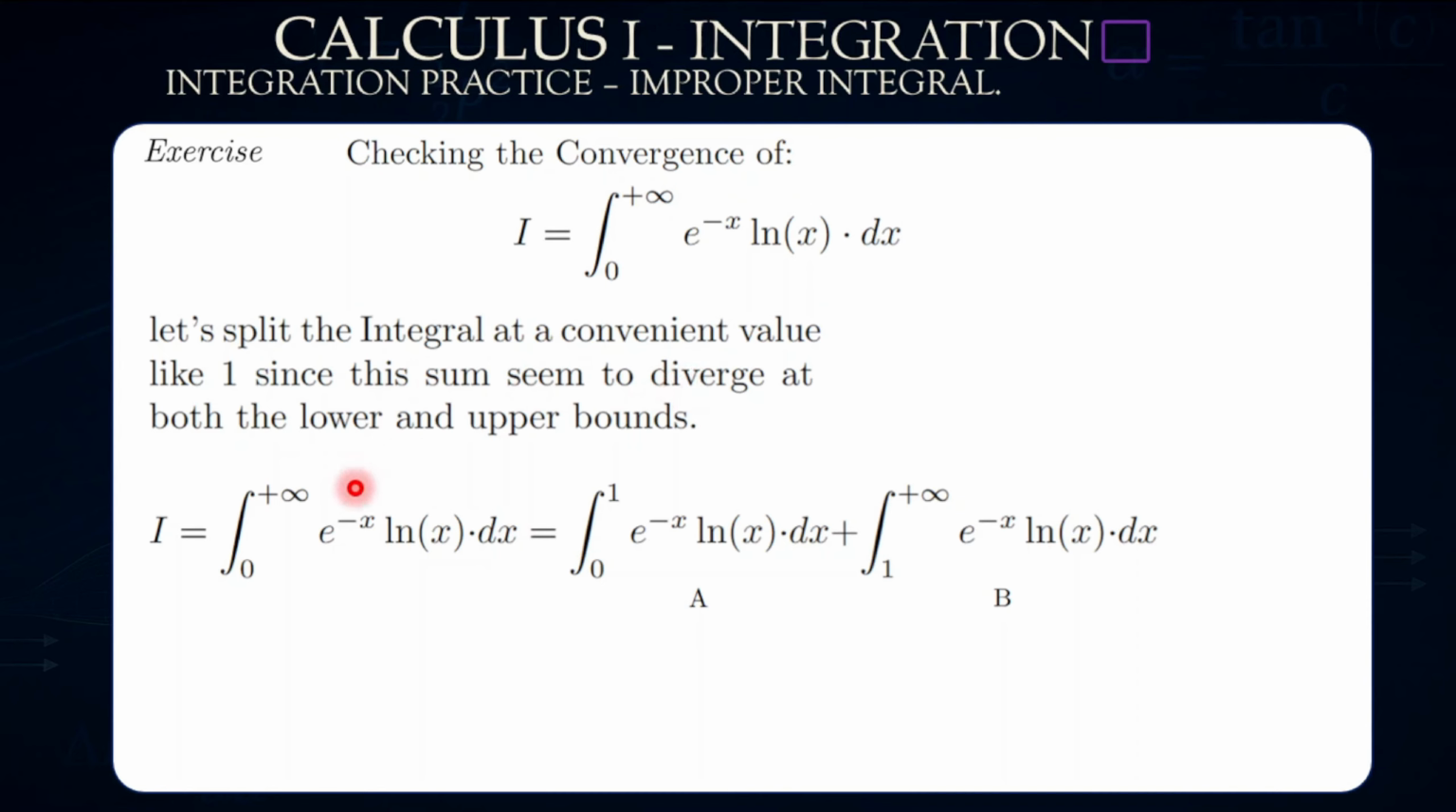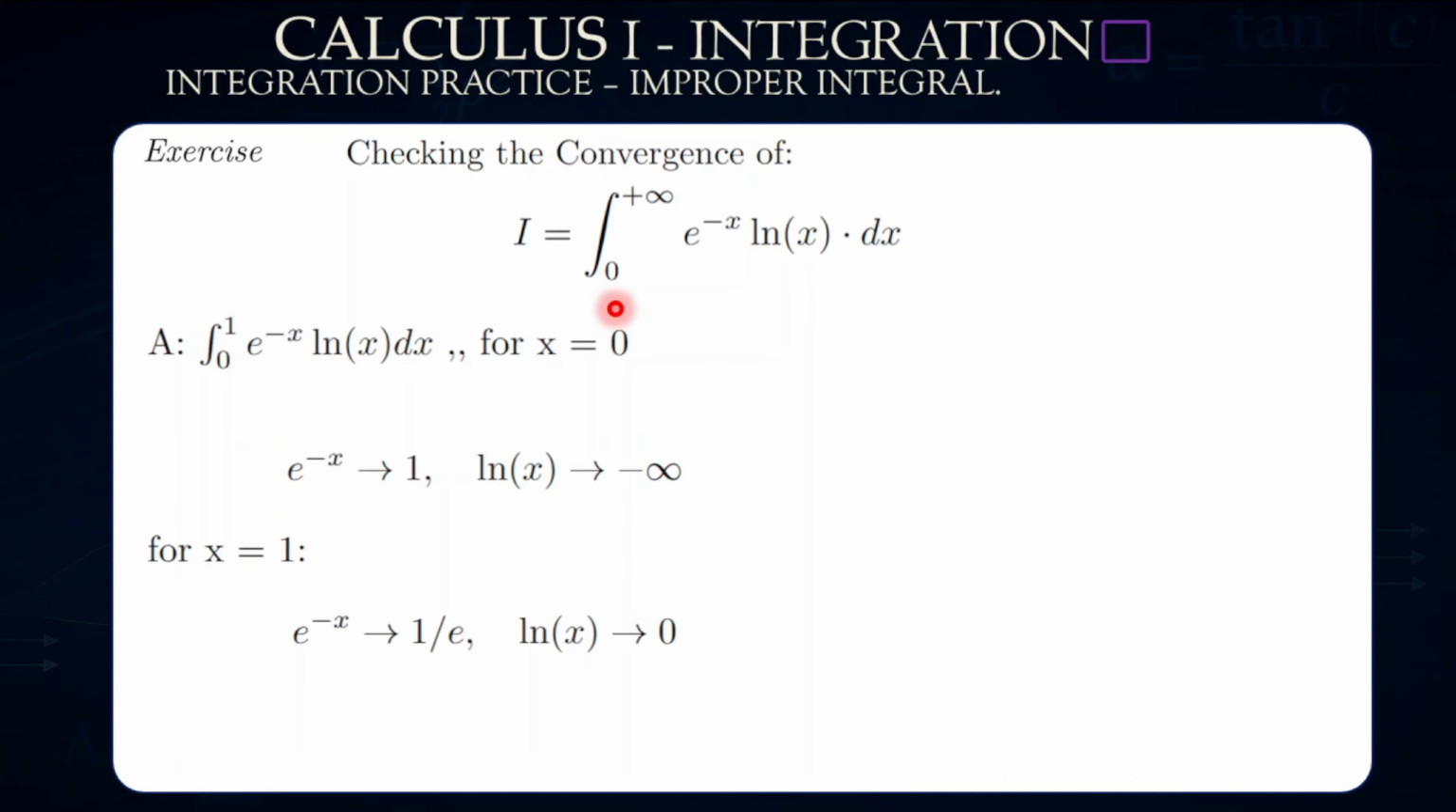I equal integral from 0 to plus infinity of e^(-x) ln x dx is equal to the integral from 0 to 1 of e^(-x) ln x dx, which is the first part, we will call it A, plus the integral from 1 to plus infinity of e^(-x) ln x dx. Let's study the convergence for A. So it is the integral from 0 to 1 of e^(-x) ln x dx.